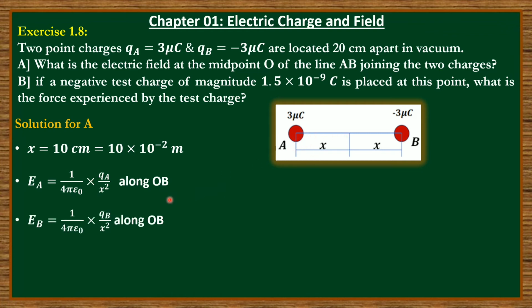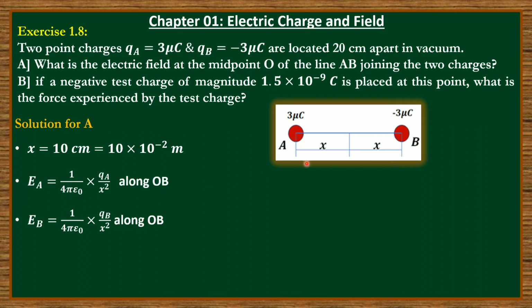Now what about the electric field due to B? It is a negative charge, so the field is towards the negative charge. So the direction will be the same in this case also, along OB. As the magnitude of the charge and this distance are also the same, we get 1 upon 4 pi epsilon naught into QB divided by x square along OB.